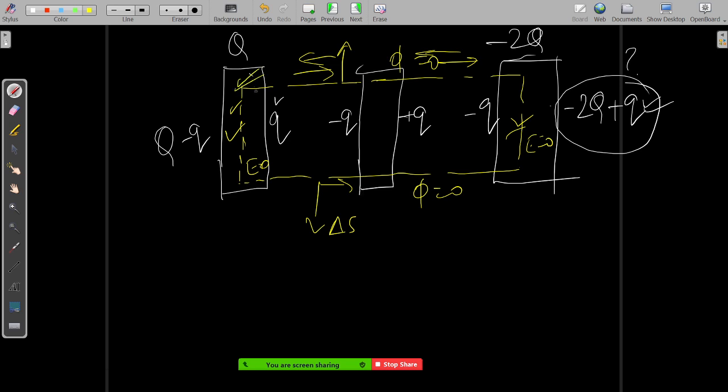This surface is zero because it is inside a metal. Since it is inside a conductor, there will be no electric field itself. So in E dot ds, this E itself is zero. That's why it is zero.